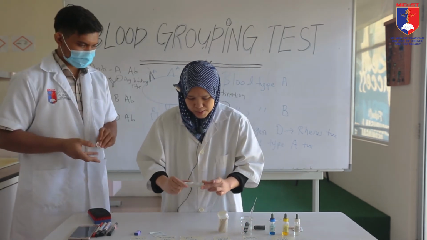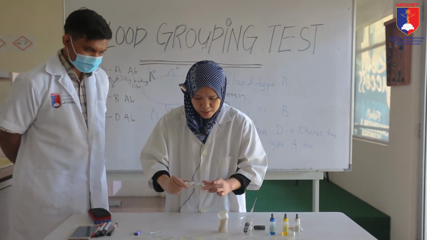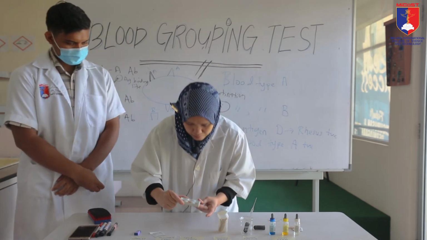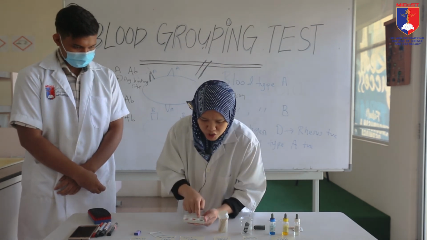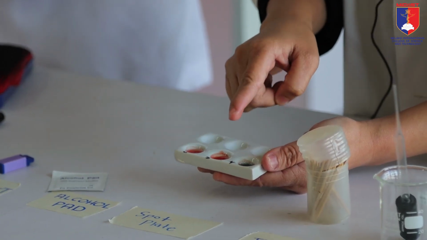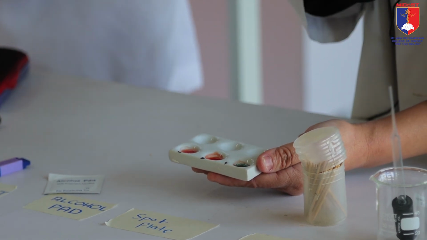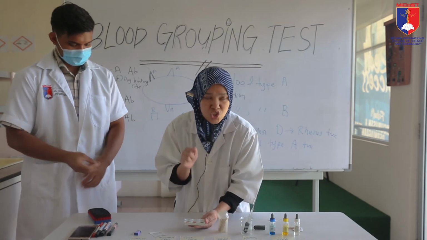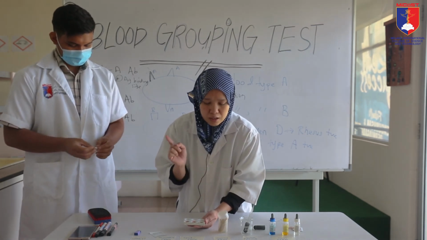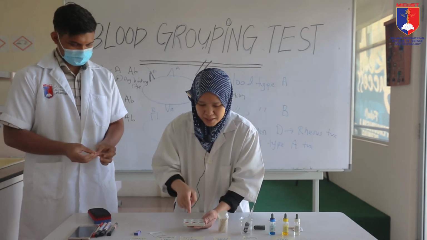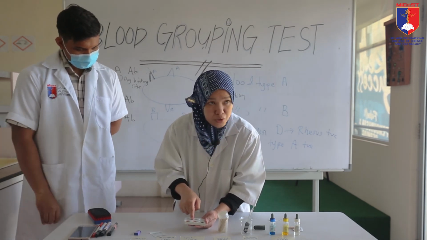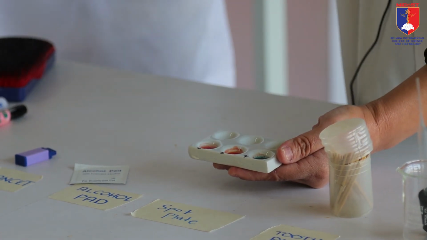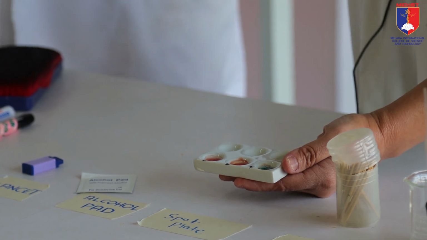Okay, so now we see the reaction of the antisera antibodies with Zul's blood. There is agglutination in A, meaning that the antibody contained in this antisera detects the presence of antigen A on the surface of Zul's RBC. On B there is also agglutination, and D also has agglutination. This means that Zul is blood group AB rhesus positive.